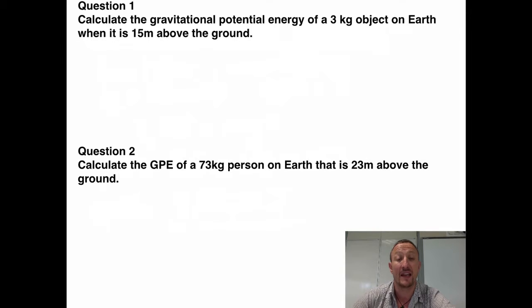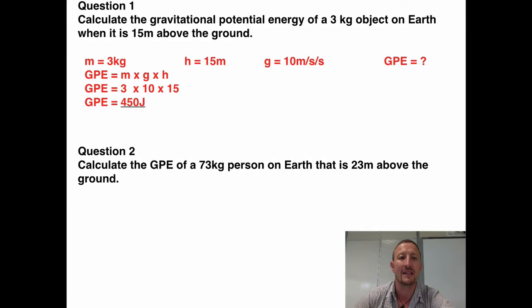Okay, welcome back. So how did it go? Fairly easy? I would have thought so. The values are fairly good, so you don't have to make any changes. So let's look at the first one. We're working out the GPE of a 3 kilogram object on the planet Earth, which is 15 meters above the ground.